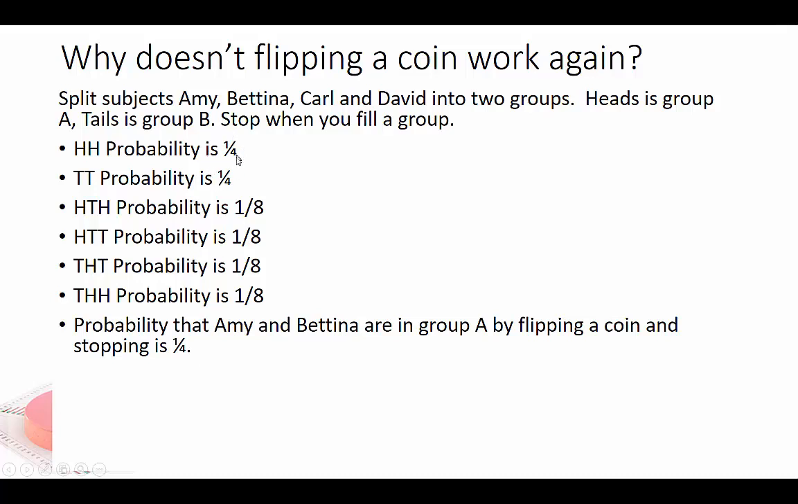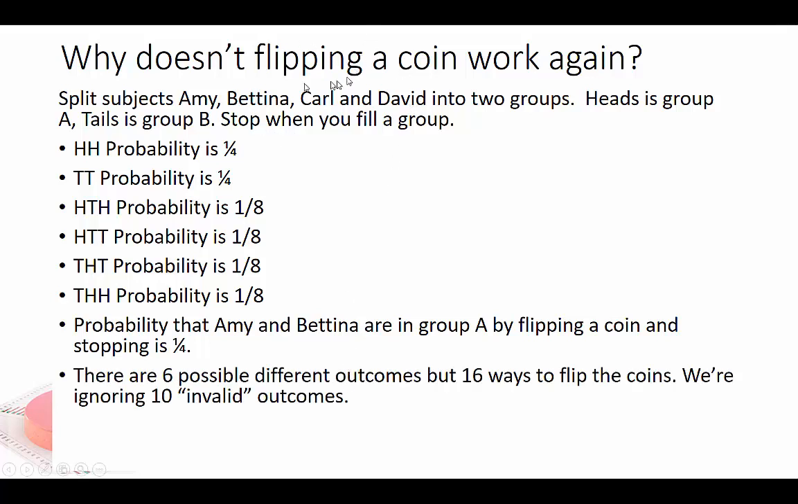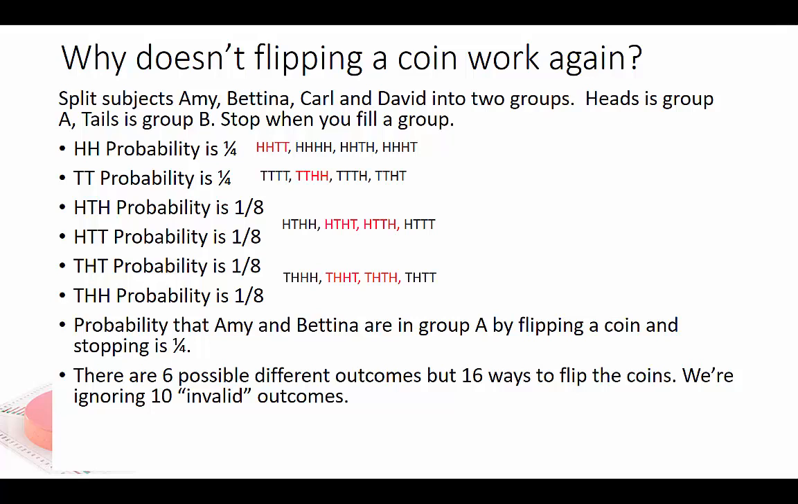All right. The thing is, when I'm just picking from slips, I could pick Amy and Bettina, Amy and Carl, Amy and David. That's 3. Bettina and Carl, Bettina and David. That's 2 more, so I'm up to 5. And then finally, Carl and David could be a group. There are 6 possible different outcomes for this, but there are actually 16 different ways to flip these coins.